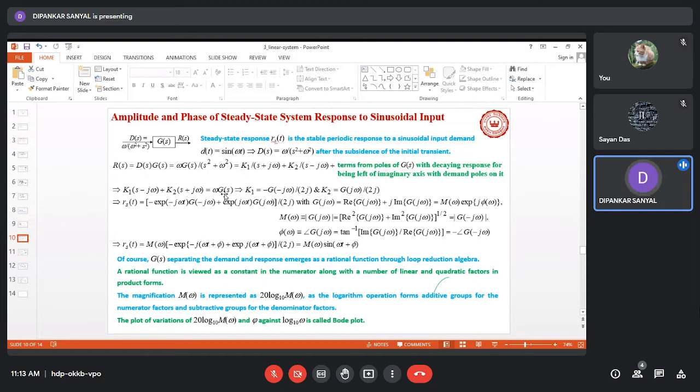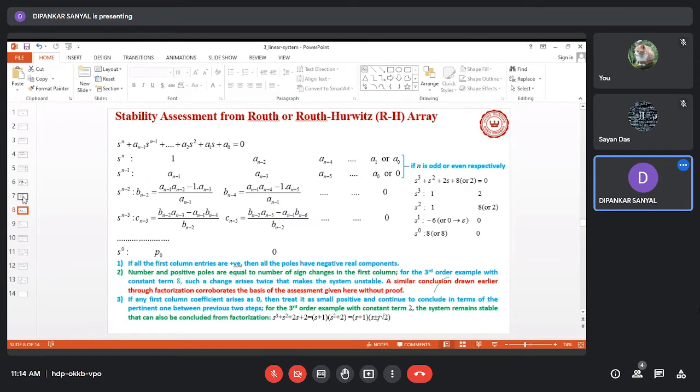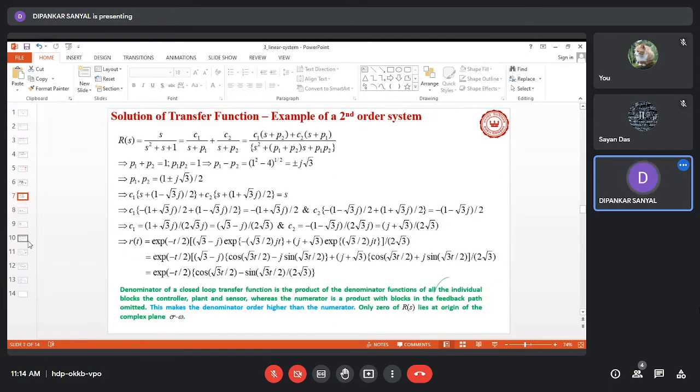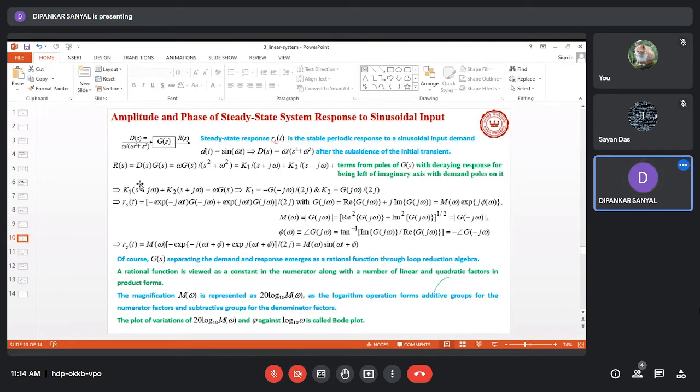So from the next part of the processing, the effect of these poles we are omitting, and just by the procedure described here, we obtain the coefficients K1 and K2, and by substituting those K1 and K2, we obtain the steady state solution. Why steady state solution? Because the effect of other poles we have not considered in this solution.